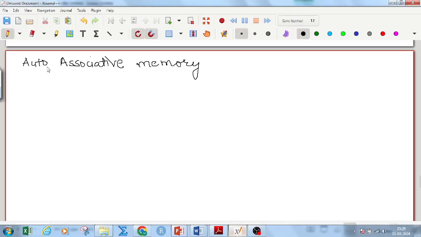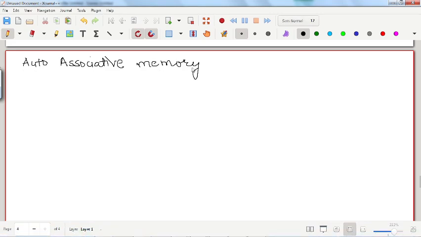Okay, let us see one problem of associative memory. Associative means input and output are same. Some data is stored, and you are just trying to match whether the given data matches the stored data. So in this case, input and output both are same. What kind of problem will be there?